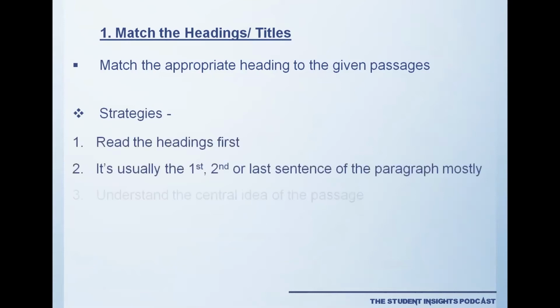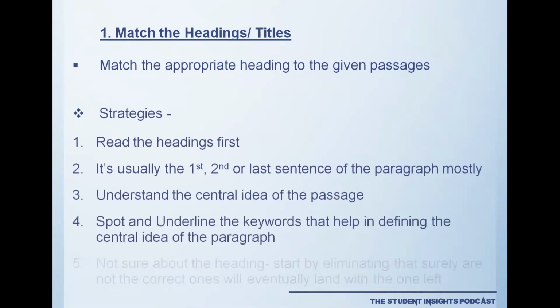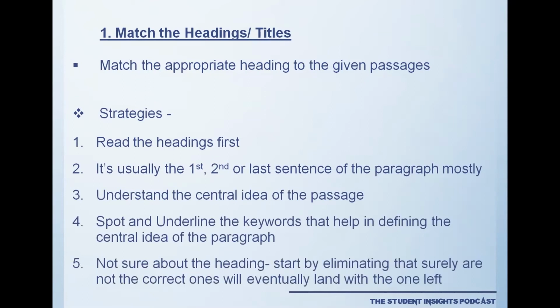So in this, the strategy that you need to use is basically that you need to read the headings first. As I mentioned in the general tips, make sure you first go through the headings, so that in your mind you have, okay, these are the 7 headings given in the questions, and now I can go back to the passage and look at which passage corresponds to which heading.